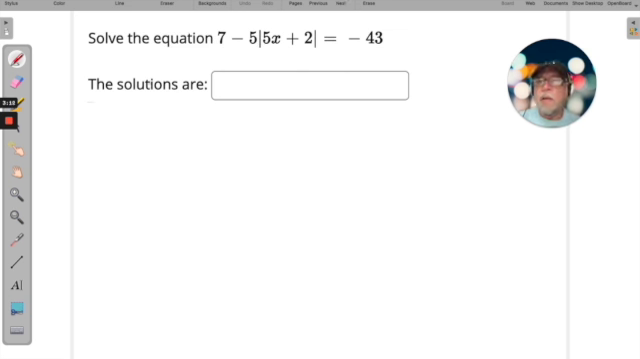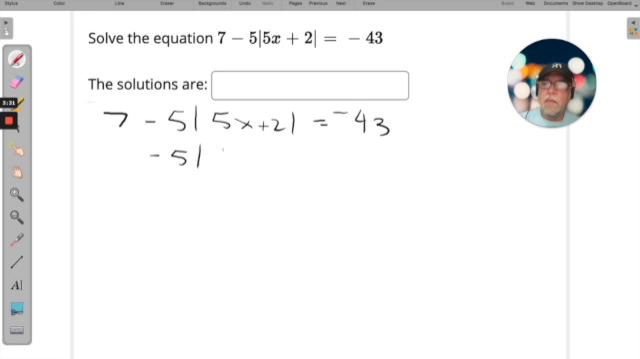Okay, this is another one of those problems, but be careful because it is a negative number, but it's probably going to turn into a positive number when we're done with this. 7 minus 5 times the absolute value of 5x plus 2 equals negative 43. So we have to take away 7 from both sides. Negative 5 times the absolute value of 5x plus 2 will be equal to negative 50, but here's where things flip over. Divide both sides by negative 5, and you can get the absolute value of 5x plus 2 is equal to 10.